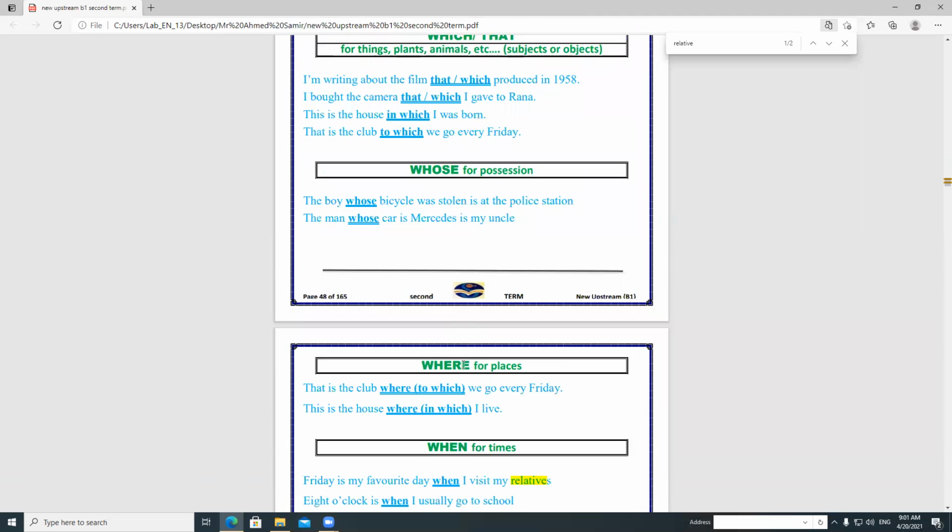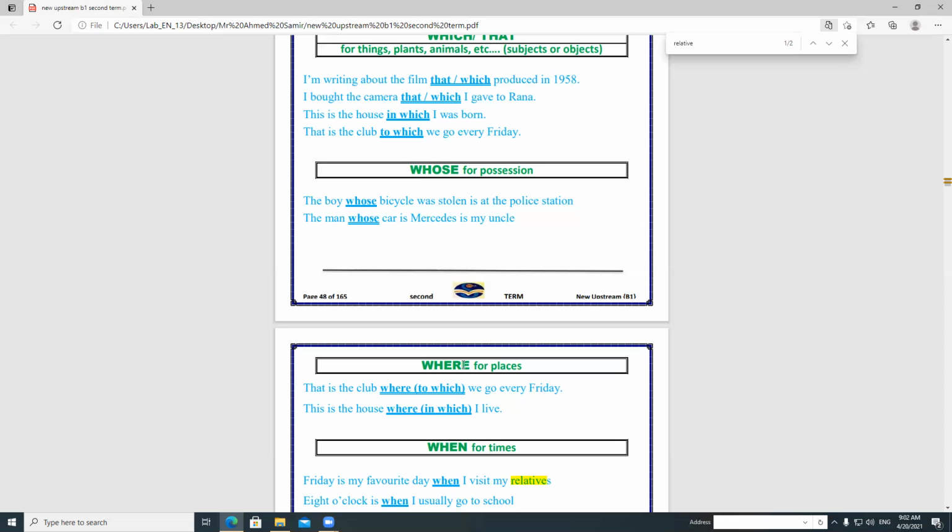Or I can say, this is the man whose son is in my class, for example. Or this is a doctor. No, whose son? Yes, whose son? Or this is the woman whose jewelry was stolen. So I'm talking about her jewelry. So this is the possession. Okay, or this is the man whose car was stolen, or something like that.